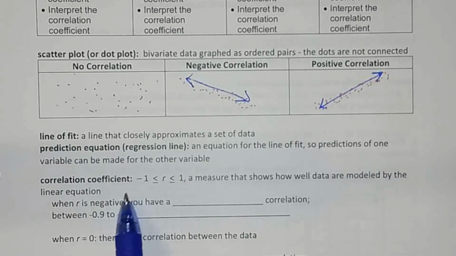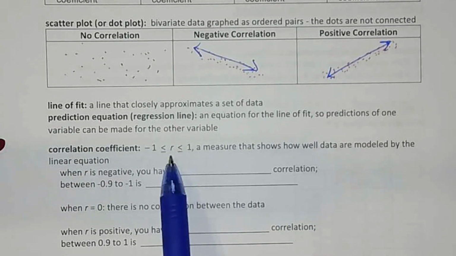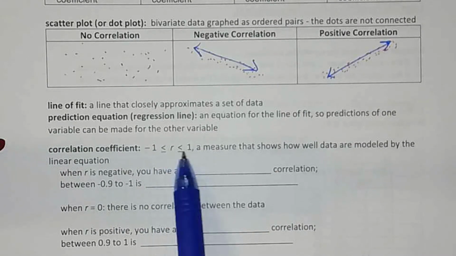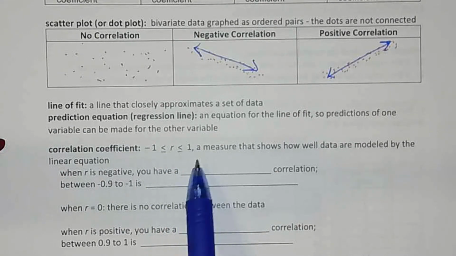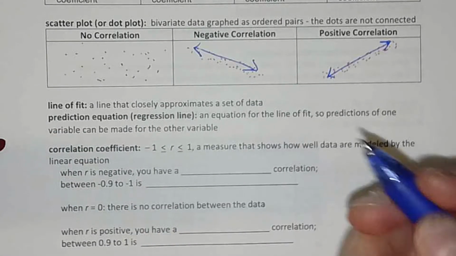Correlation coefficient. The correlation coefficient is your R value, which we'll talk about here in a second. It will be equal to -1, between -1 and 1, or equal to 1. It's a measure that shows how well the data are modeled by the linear equation. When R is negative, you have a negative correlation.